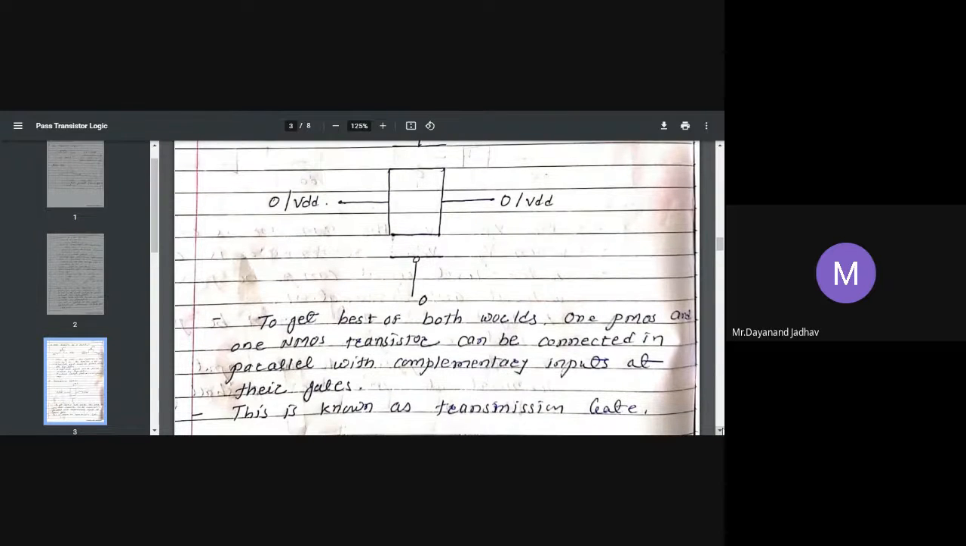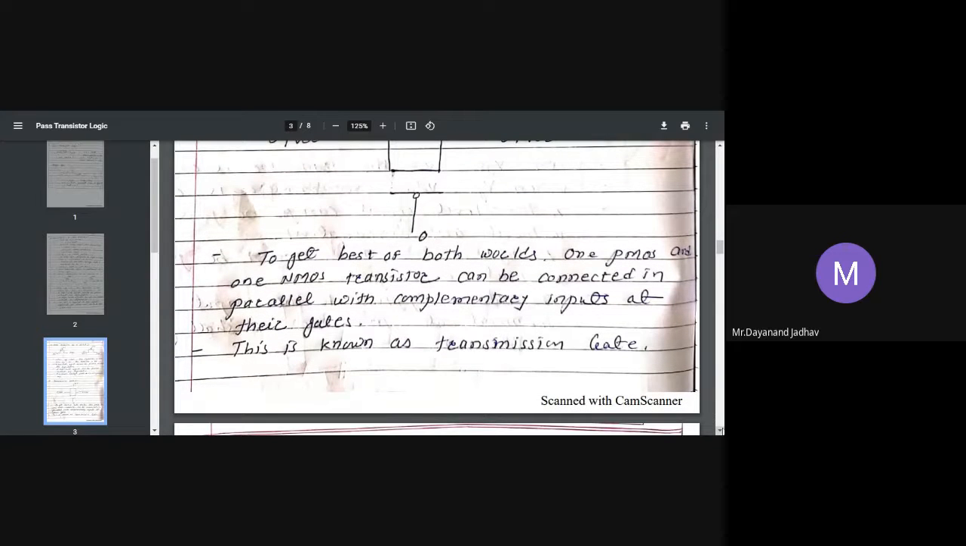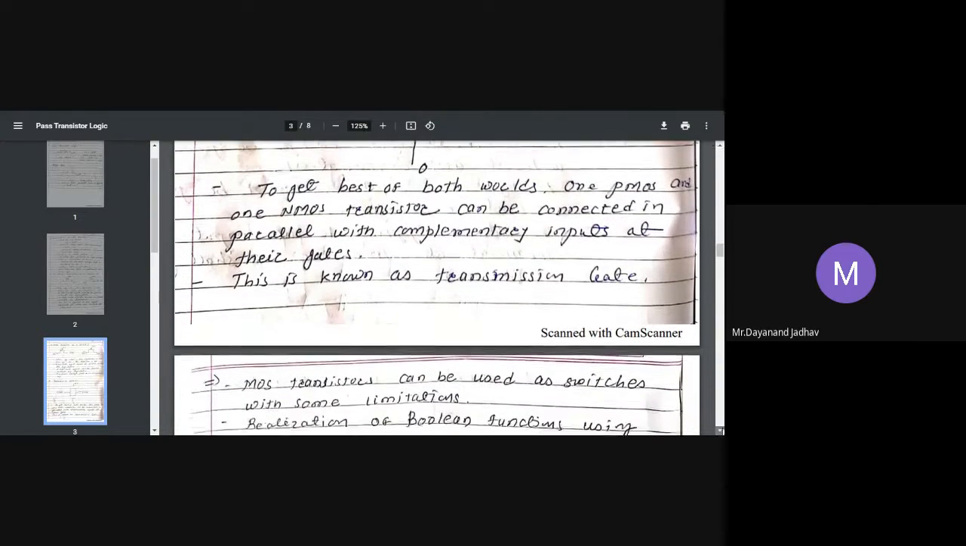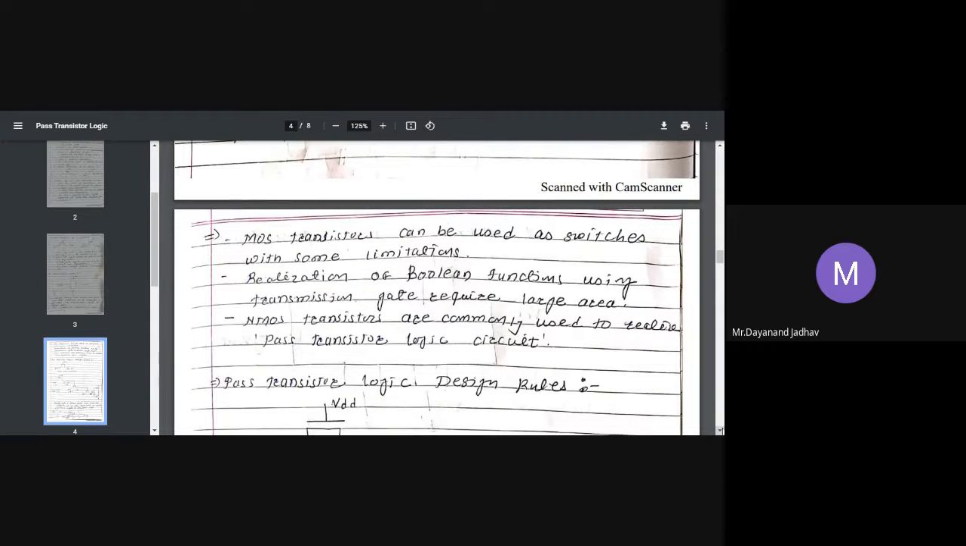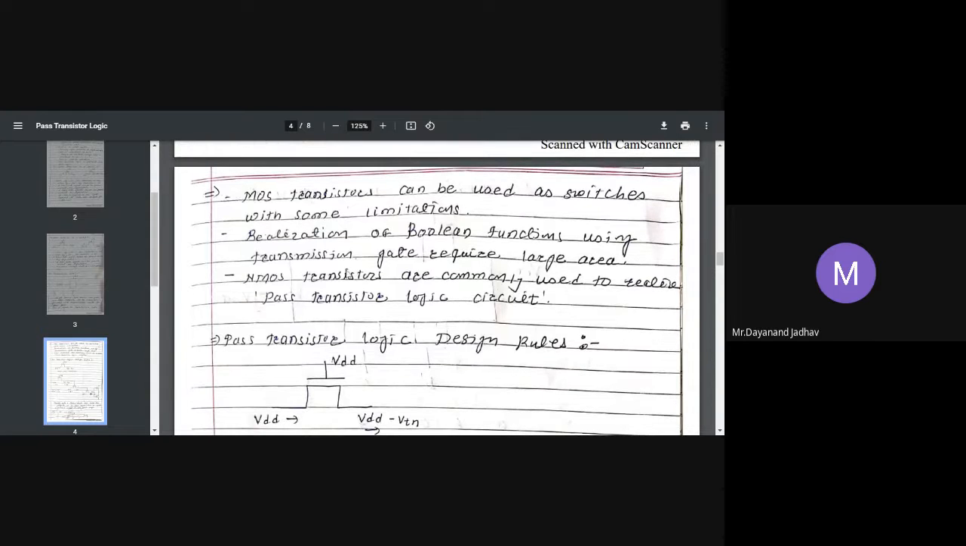The realization of the Boolean functions using transmission gates requires large area, and NMOS transistors are commonly used to realize fast pass transistor logic circuits. These are some points about the transmission gate. Then pass transistor logic design rules. What are the design rules for the pass transistor logic?